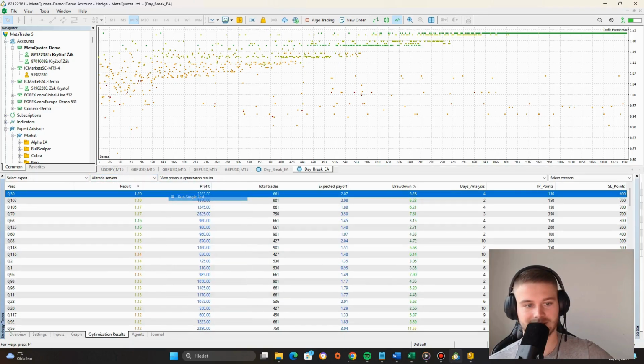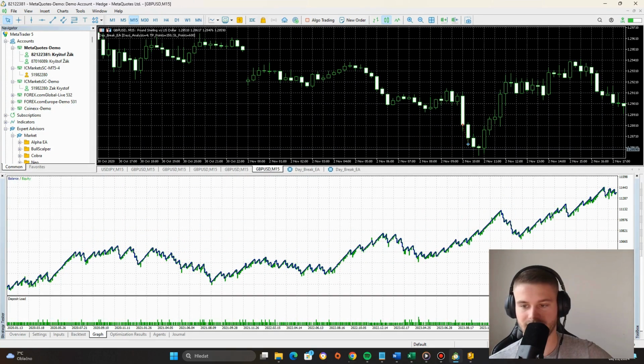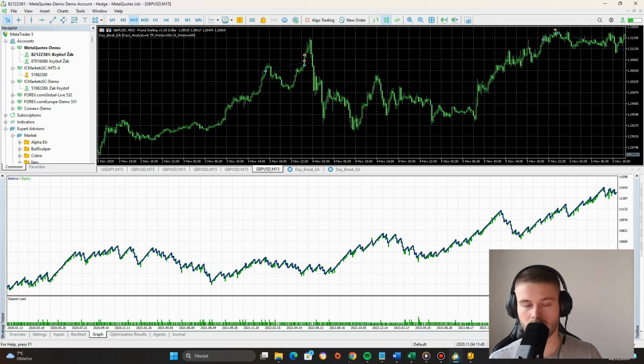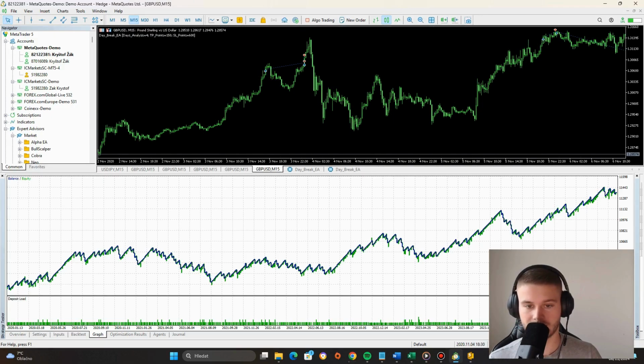Okay, so let's try this one. So this seems to be the most profitable setting. You can see that the curve of this plot isn't nice. It's not like a steady curve going upside, but yeah, it's a very simple EA, almost without any features. If you want to be really serious about this, add trailing stop, break even, time filter, dynamic targets. You can add much more.